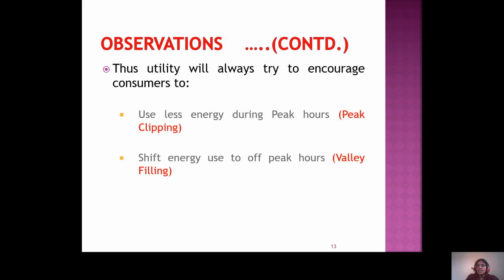So thus the utility will always try to encourage the consumers to use less energy during peak hours, which is peak clipping, and shift energy use to off-peak hours. That is valley filling. This is termed as peak clipping, and this is termed as valley filling. So for this you have to encourage the consumers.